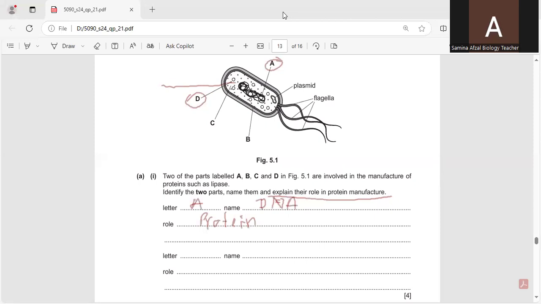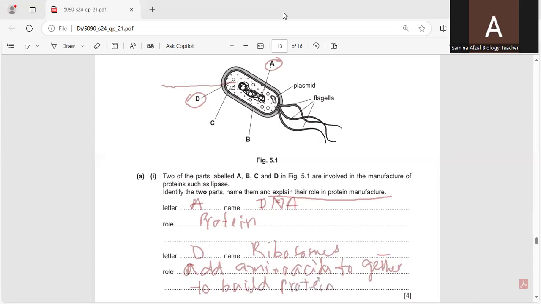And then D is ribosomes. So ribosomes add amino acids together to build protein. So briefly, I would like to say that the DNA is copied to make the new protein, and then the ribosomes are used to manufacture that protein, which is coded by the DNA.